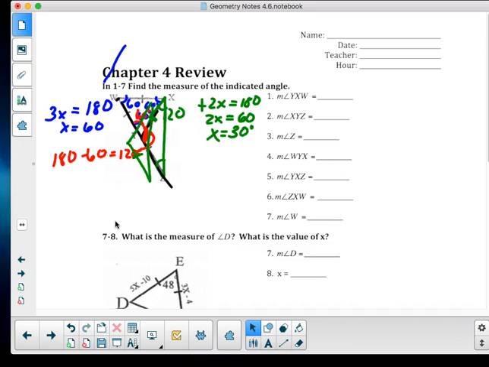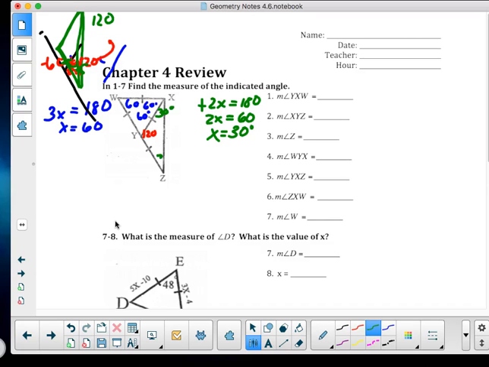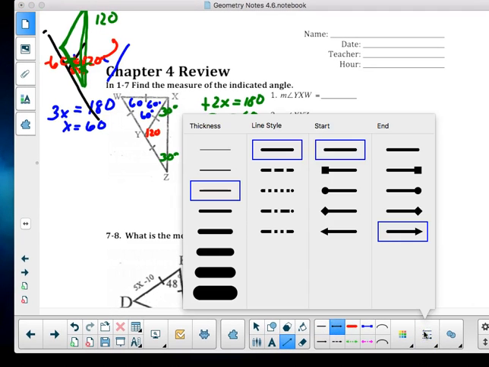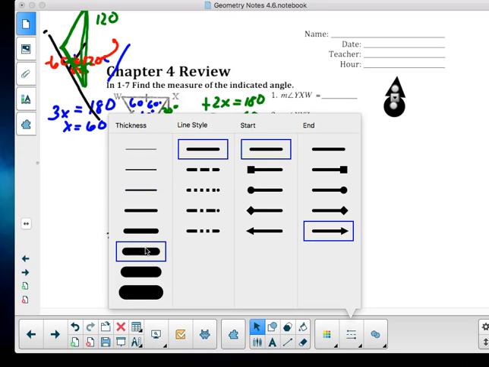So now I can take away my little markings I have here, and I can write in my angles so it's clear about what I have. Let's take those away too. So I've got my 60s, and I've got 120, and I've got 30, and I've got 30. So now when I'm looking at my angles, let's get a pointer here. Let's make that a little thicker.